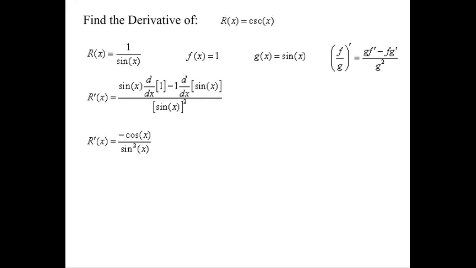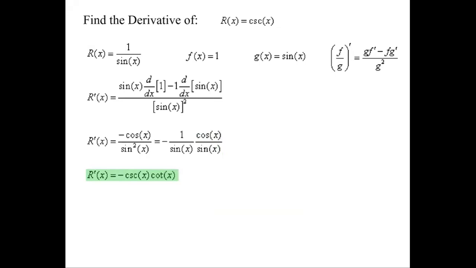Now here, what we want to do is rewrite this expression. We could break up the denominator as follows to give us the expression negative times 1 over sine of x times cosine of x over sine of x. Now 1 over sine of x is the same thing as cosecant of x. So we rewrite that. And cosine over sine is just another way of writing cotangent of x. So the final derivative of r of x is equal to negative cosecant times cotangent of x.